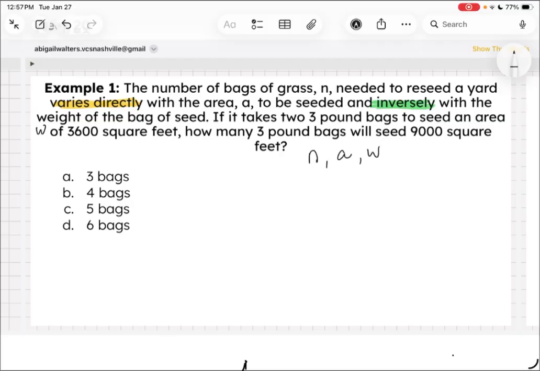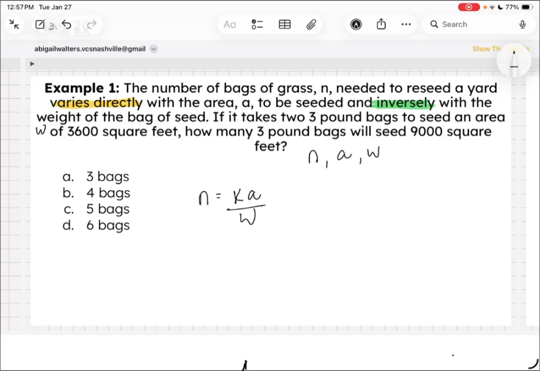So let's come up with that combined variation from that first sentence. Our first variable, the bags of grass needed to reseed a yard, varies directly, so that equals K times the area needed to be seeded, and inversely with the weight of the bag of seed. Basically, when you see direct, that's K times the other variable. Inversely is whatever it's being divided by. In this case, it's the weight.